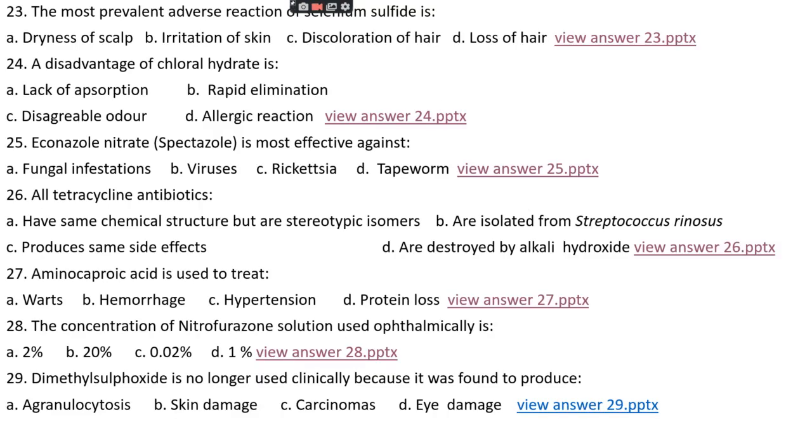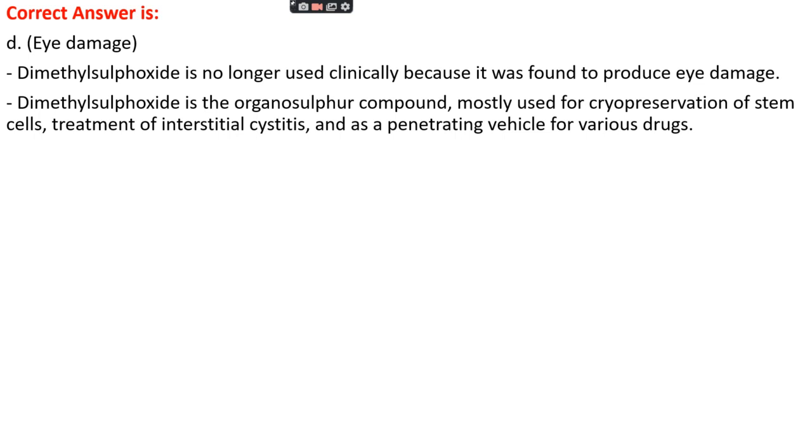Okay. Question number 29. Dimethyl sulfoxide is no longer used clinically because it was found to produce: option A, granulocytosis; option B, skin damage; option C, carcinomas; option D, eye damage. The right answer is option B, that is skin damage. Dimethyl sulfoxide is no longer used clinically because it was found to produce skin damage.